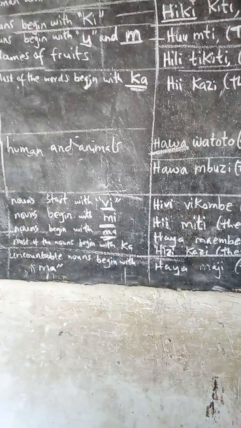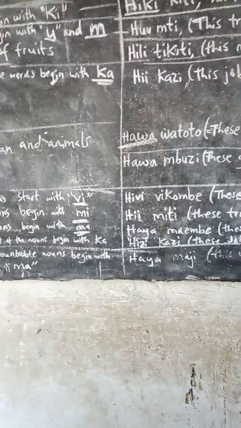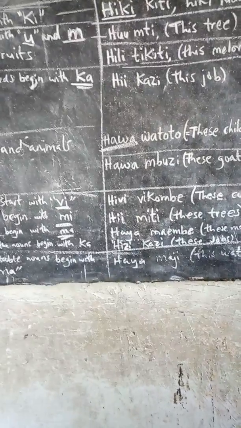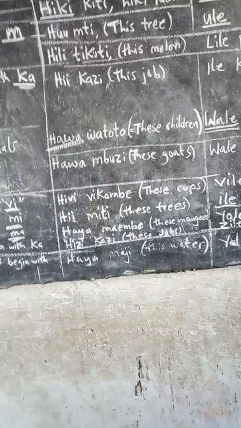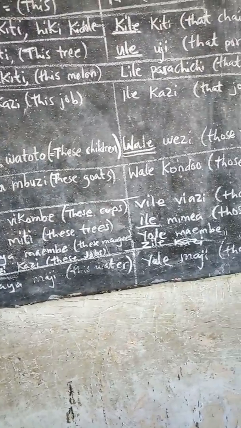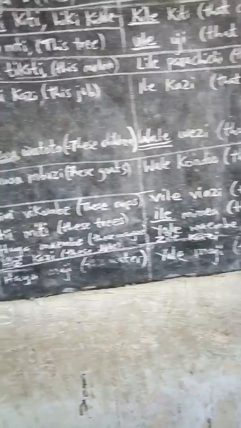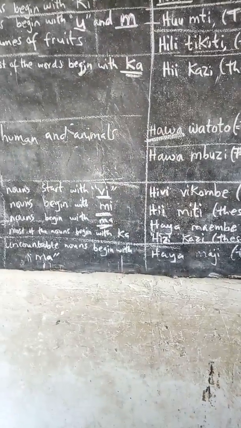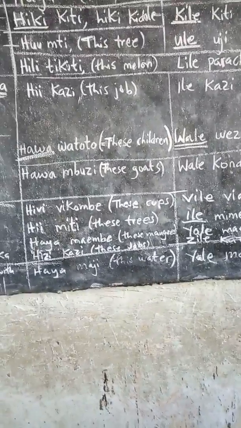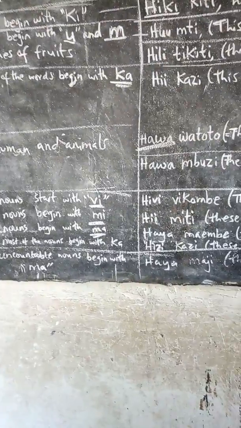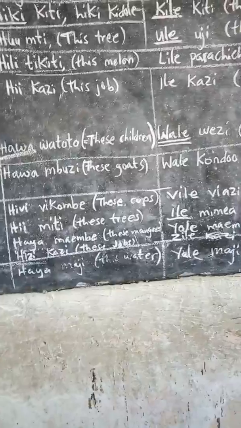For the group of words that begin with ma, for example maembe, the plural of embe, meaning mangoes, we say haya maembe, these mangoes. For those, yale maembe; haya, yale are the plural forms. For the words that begin with ka, hizi kazi, zile kazi: hizi kazi, these jobs, zile kazi, those jobs. And for uncountable nouns that begin with ma, haya maji, yale maji.